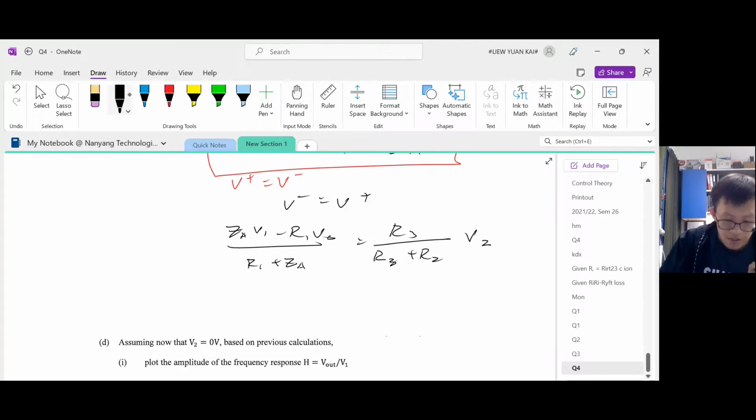Okay. Our objective here is to make V out the subject, right? Because remember, the question asks us to express V out in terms of V1 and V2. So let us go ahead and do that. So how do I do it? Let me see. Make V out the subject. Okay.